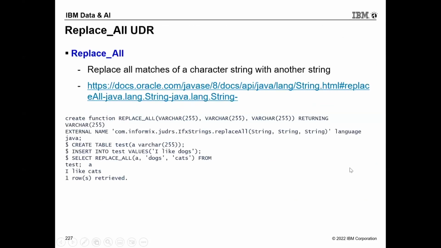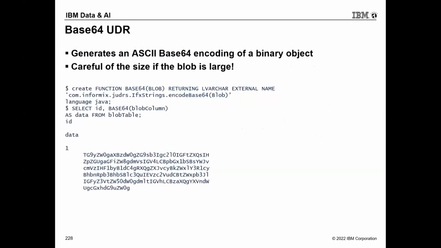Replace all replaces all matches of a character string with another string. The Base64 UDR generates an ASCII base64 encoding of a binary object.